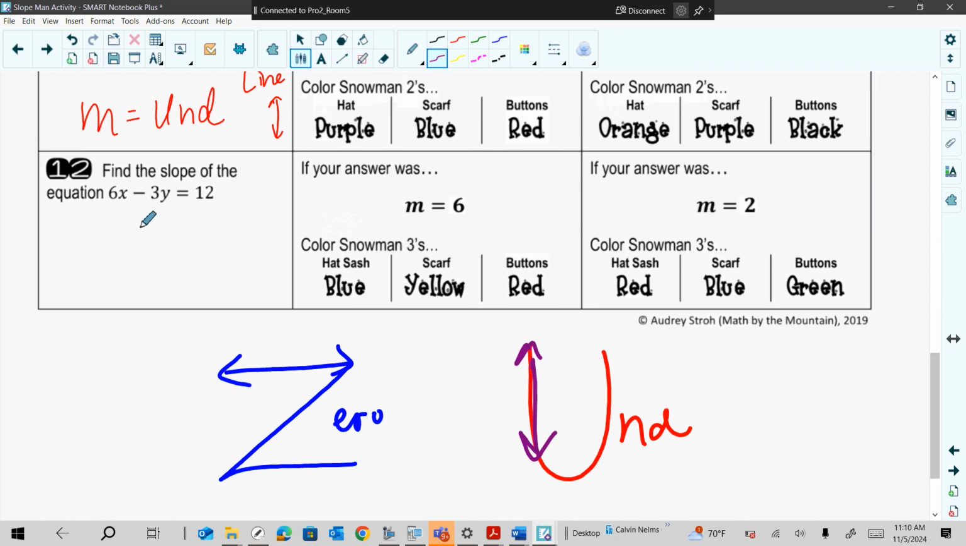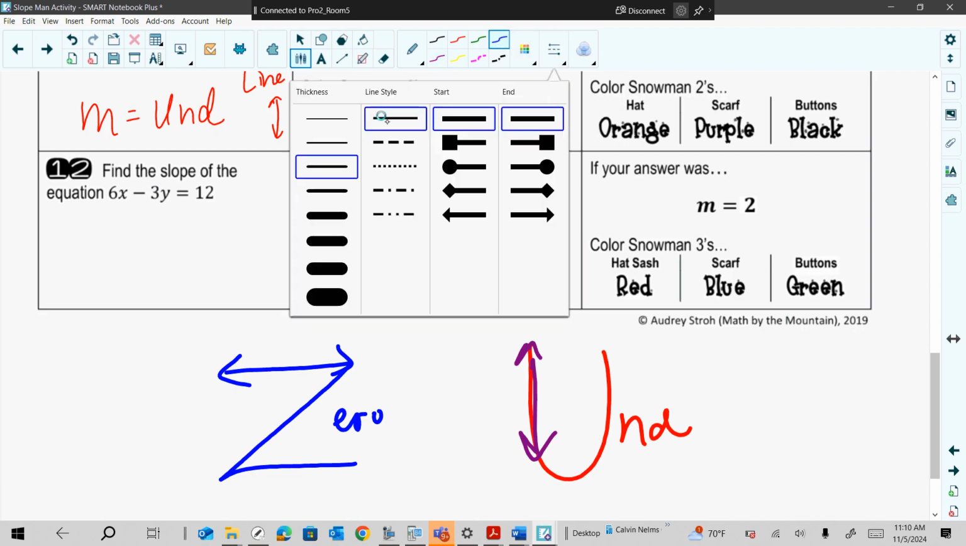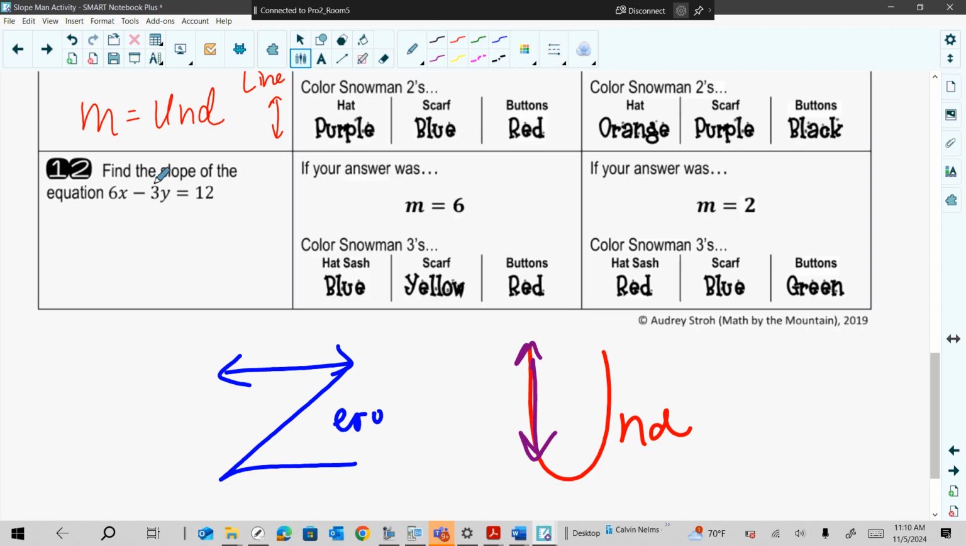All right, now this is the one I want to talk about because here the y is not isolated. So we have to get the y term by itself. This is what we did last unit. We had to solve for a different variable. To get this 3y term isolated, I have to get rid of the x term. Write that on your paper. Minus 6x on both sides. Now negative 3y equals 12 minus 6x. But I'm going to put it in slope-intercept form, which is negative 6x plus 12. I want the x to be first.